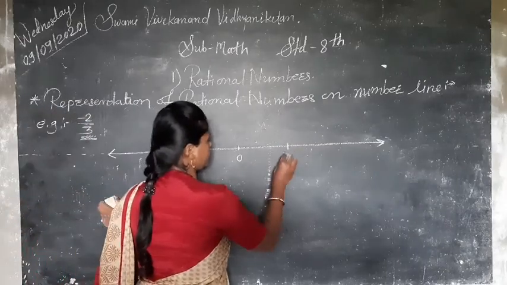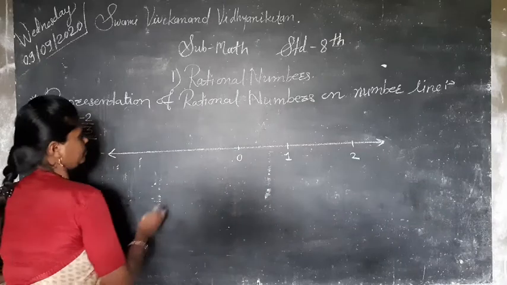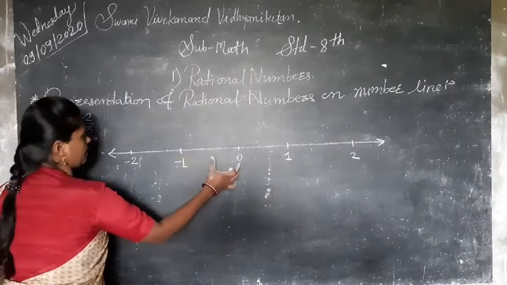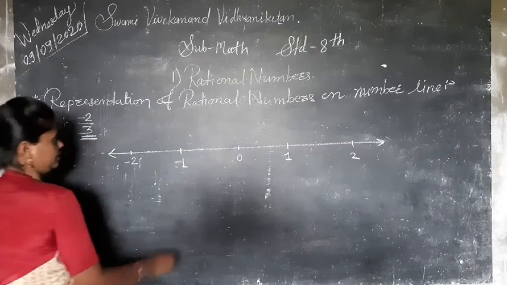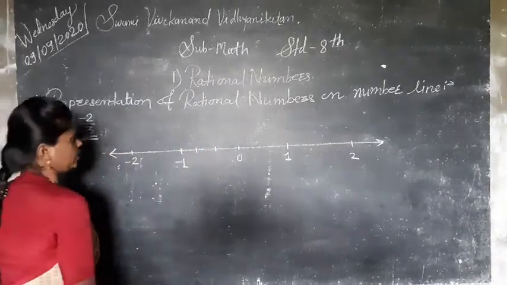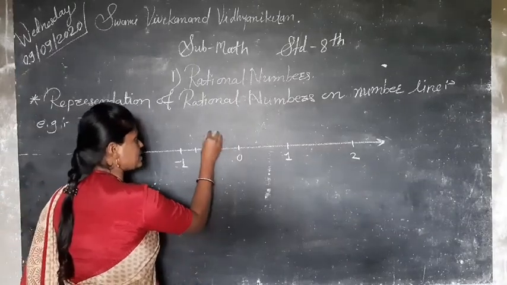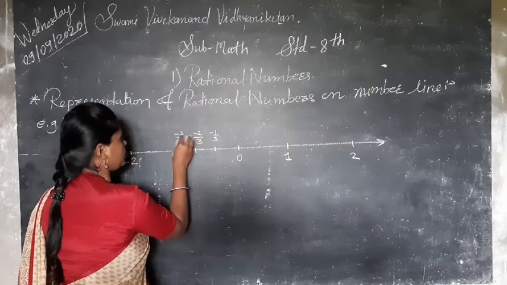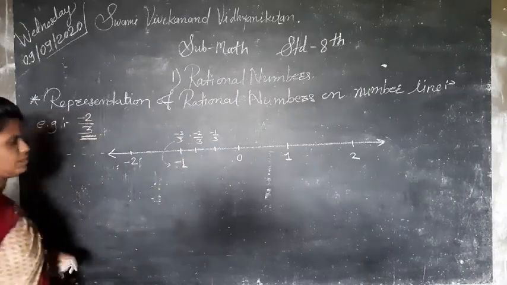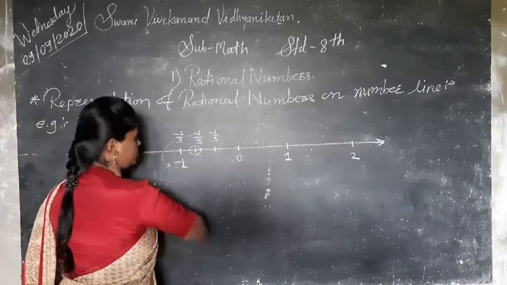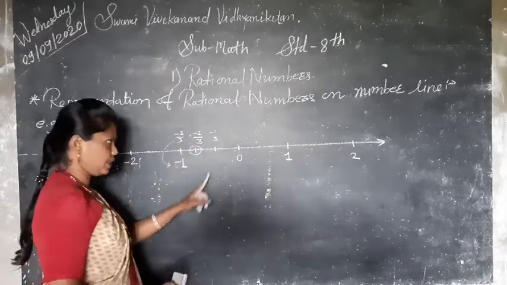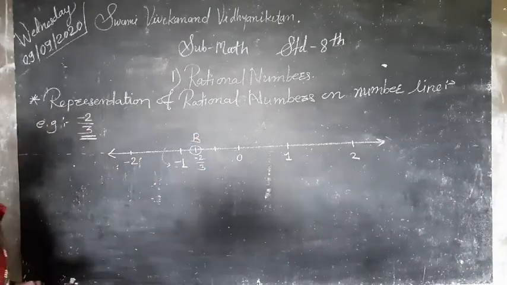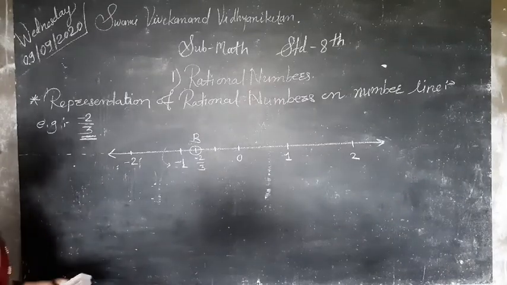So here we mark 1, 2, same but with the opposite numbers. Now we have to divide the part from 0 to -1 into 3 equal parts. The first one is -1/3, the second one -2/3, and this is -3/3, which is nothing but -1. So this is your required number. You can mark this using a pencil, and at last you can represent your -2/3 and give any initial to that number. These are very easy, simple steps.